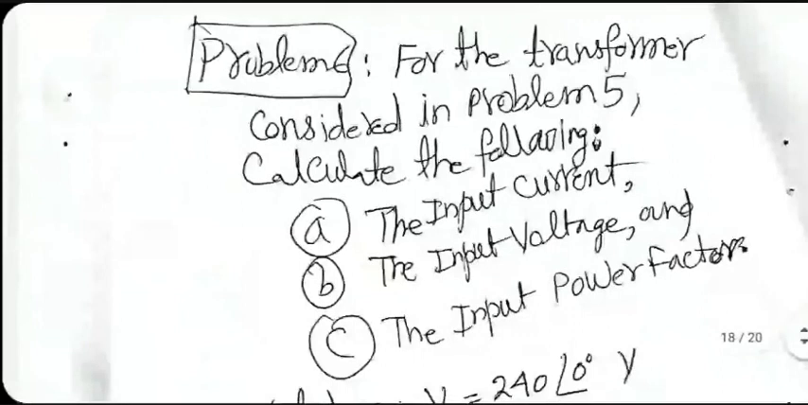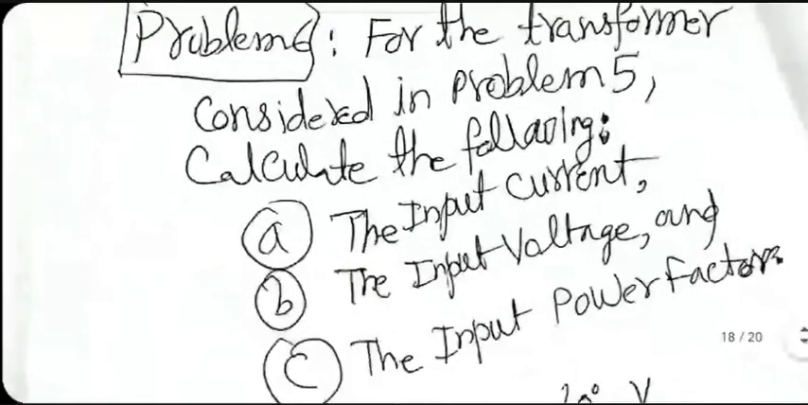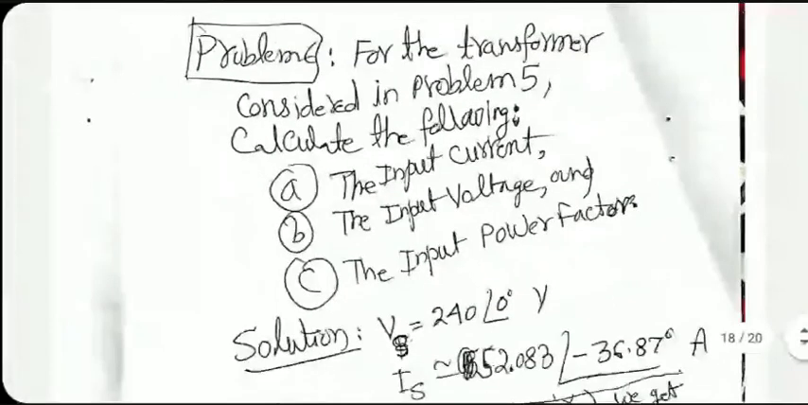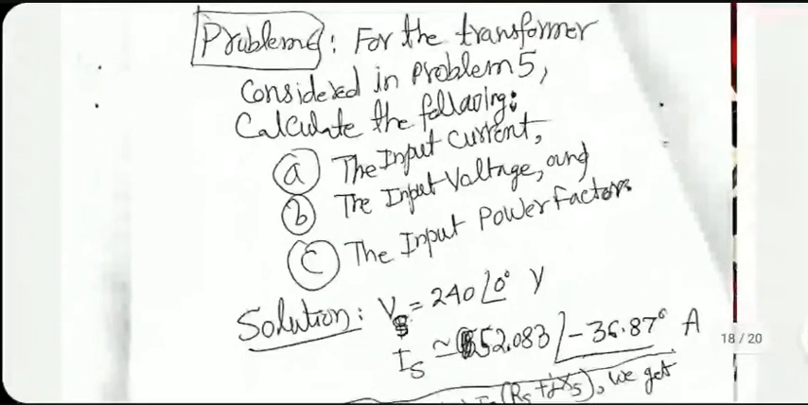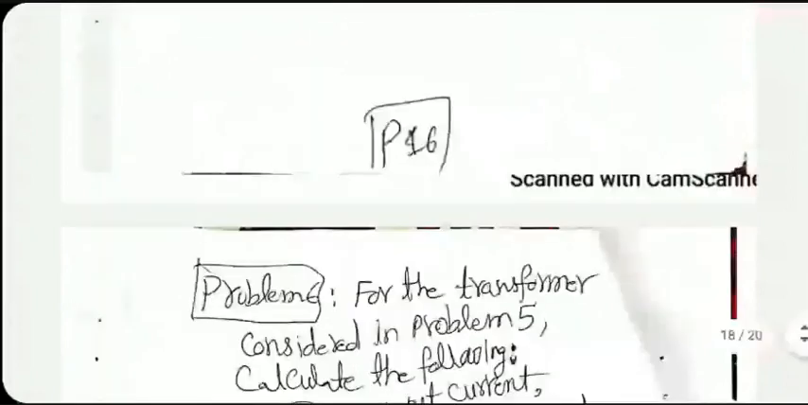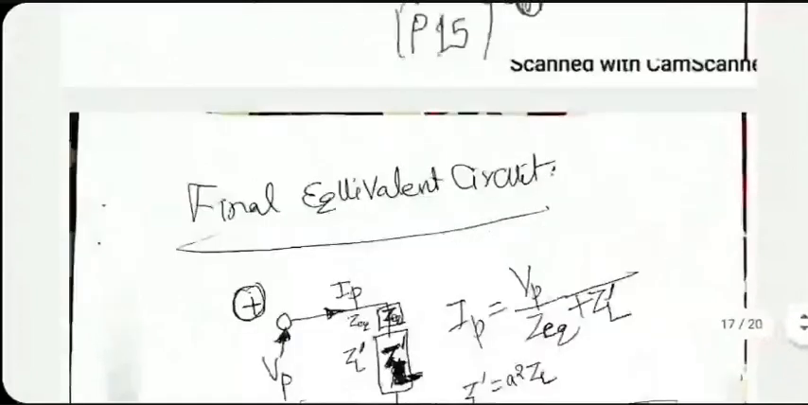Now actually they want you to do the calculation. I think we are running out of time. I'll quickly go through these calculations. You can double check when you get the notes. IS and VS are already known, the same transformer is being considered in this problem. But now they want actual calculations based on the equivalent circuit that we have drawn here.